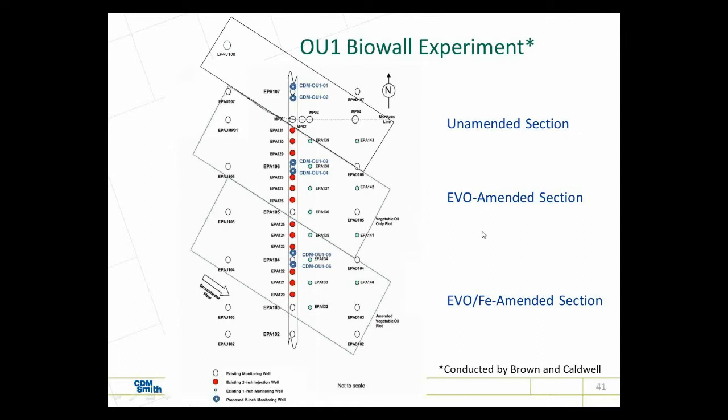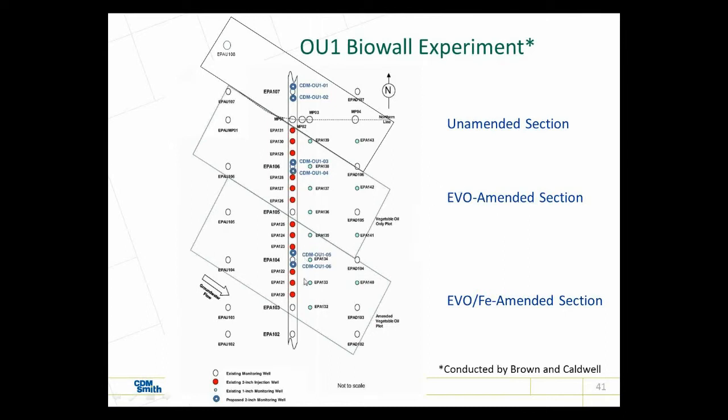So what Brown and Caldwell did is they looked at this OU1 biowall section at Altus Air Force Base, which wasn't performing very well. It had a biotic transformation pattern. We were just converting TCE into cis-DCE and wanted to optimize the system to get it working again. And so in these two areas here, they amended this section with electron donor only. They used emulsified vegetable oil and also lactic acid or lactate.